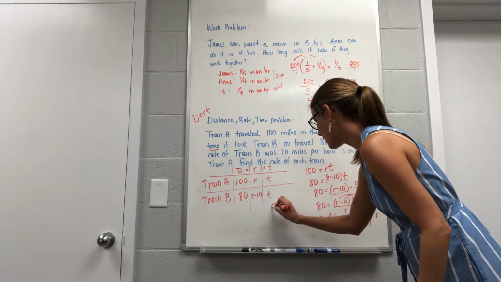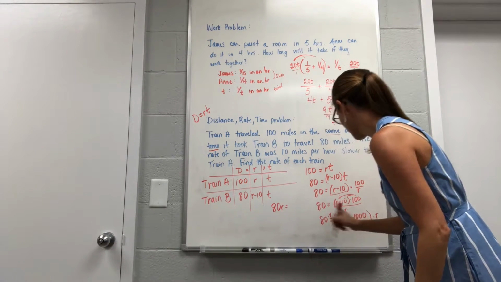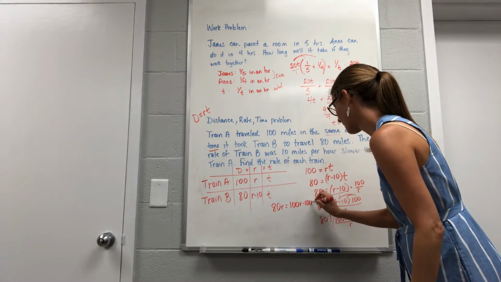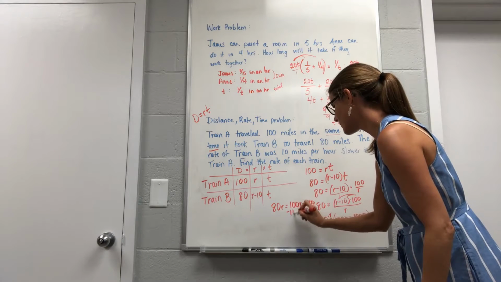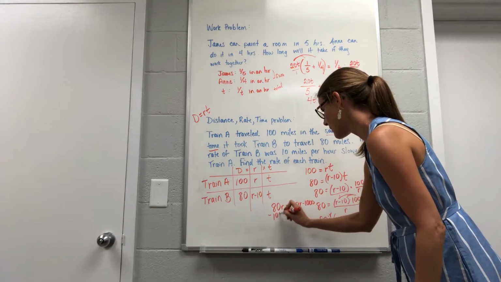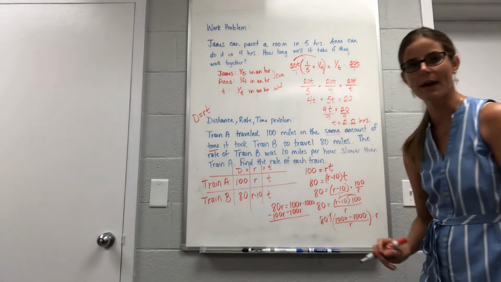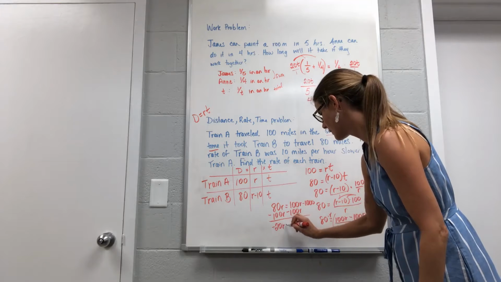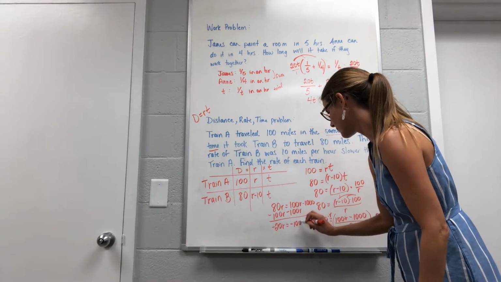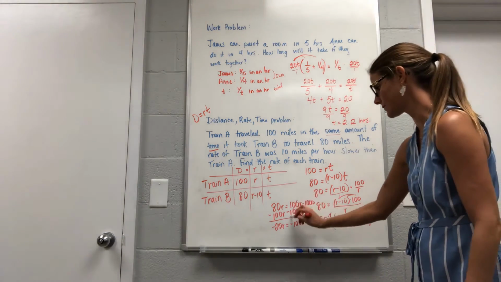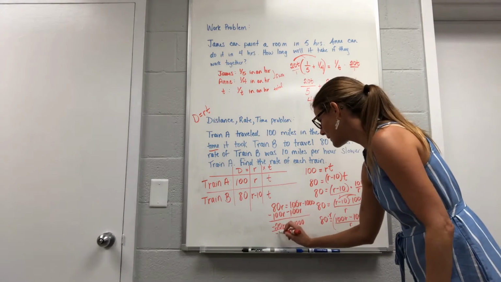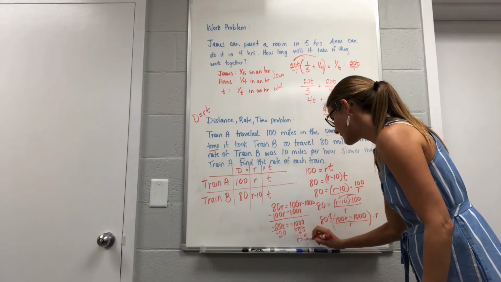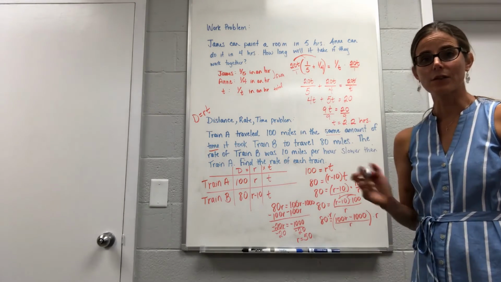So I'll have 80R equals 100R minus 1000. And then solving this, I need to subtract 100R. So this is a longer problem, but this part shouldn't be too bad. It's just some algebra solving a linear equation. So this will be negative 20R equals negative 1000. Don't forget that negative when it comes down, those cancel. And then dividing by negative 20 to continue solving, I will get R equals 50. So that is my answer for R.